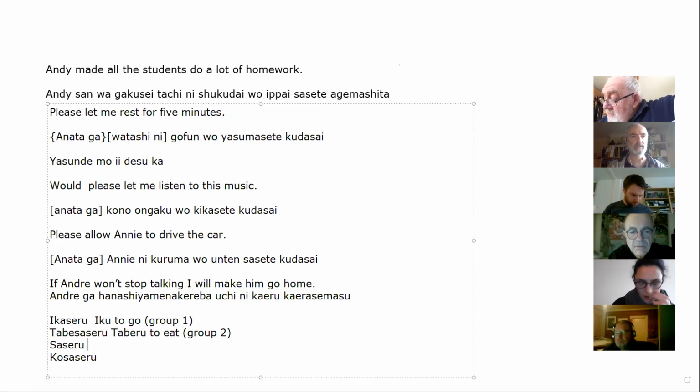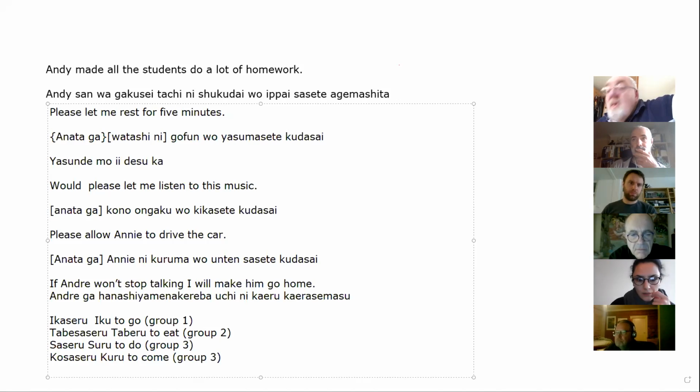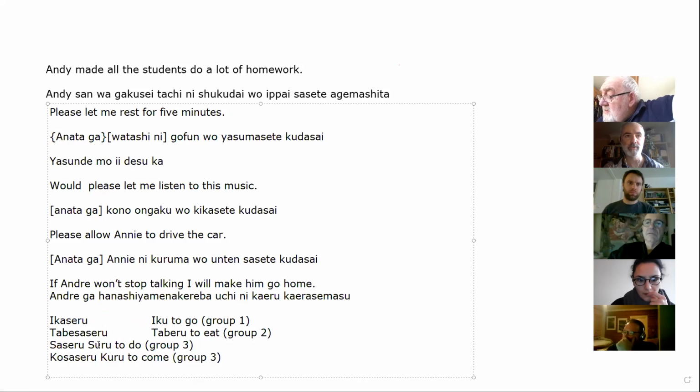Saseru comes from suru, which is to do, group 3. And kosaseru is to come. Sorry, that's kuru, which is to come, also group 3. So these are passive versions of these verbs. All of these here are the plain dictionary forms, the infinitive: iku, taberu, suru, and kuru.